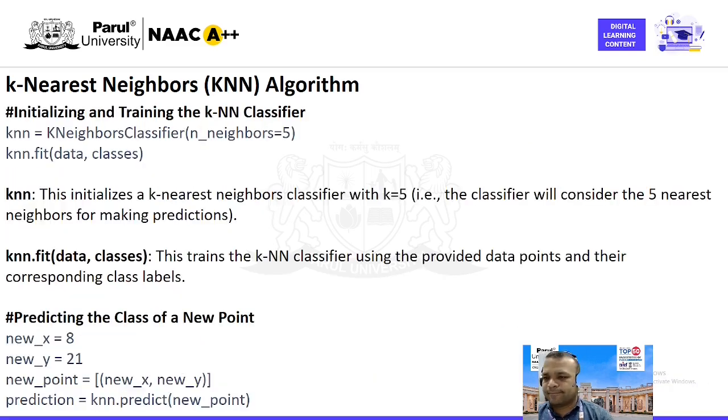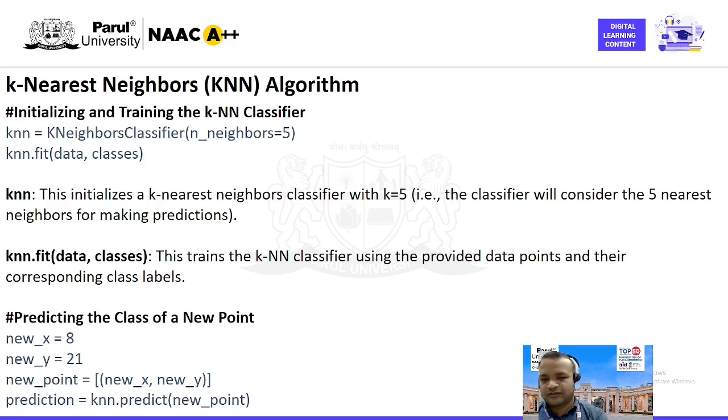Now, initializing and training the KNN classifier. So KNN is equal to KNeighborsClassifier, and n_neighbors is equal to 5. That means you want to initialize the number of neighbors to 5. Then we use the function KNN dot fit because we want to fit that KNN classifier on your data and classes. So data comma classes.